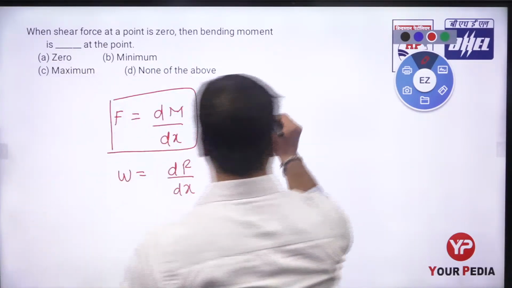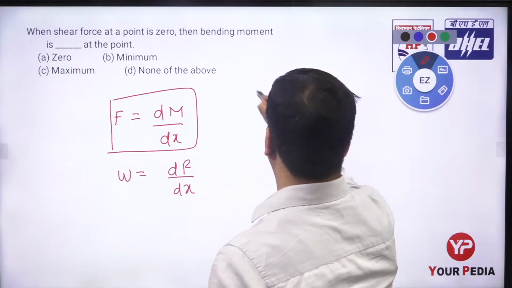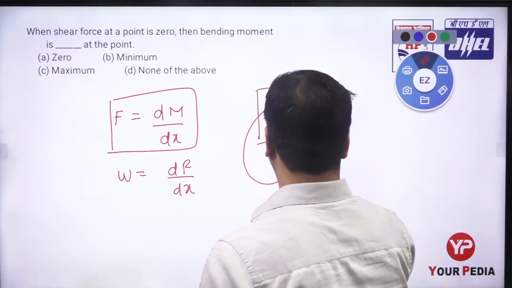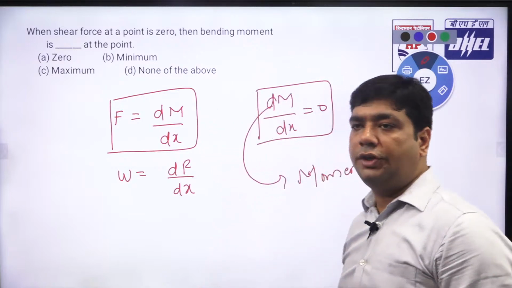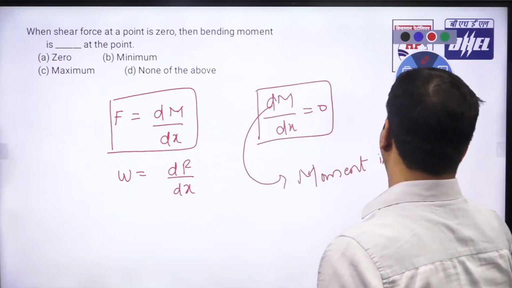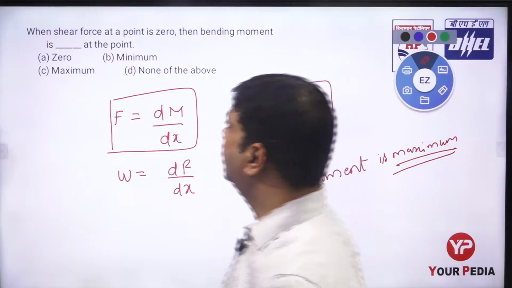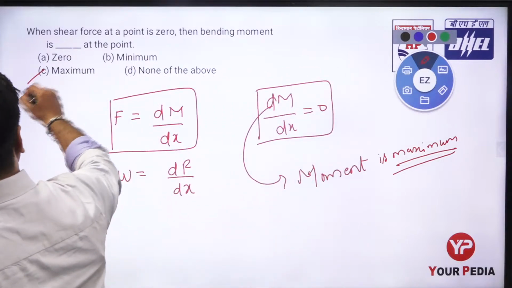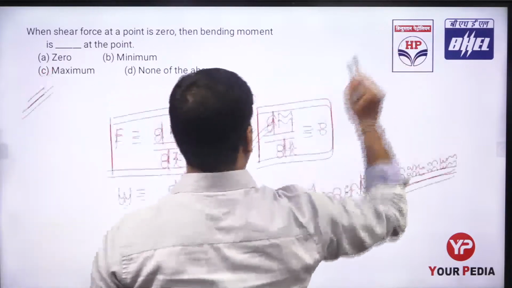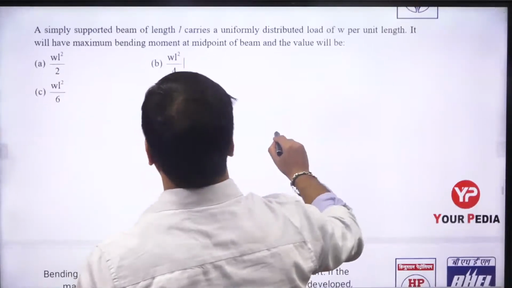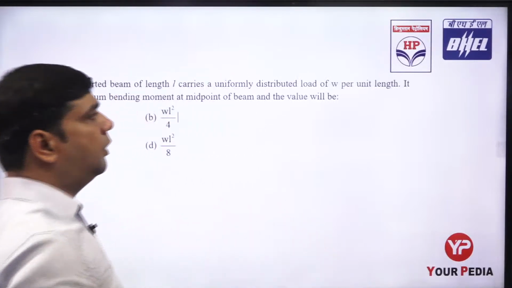If shear force equals 0, it means dM by dx equals 0. Whenever the first derivative equals 0, it means the moment is maximum at that point. So from here we can say that the bending moment is maximum at the point where the shear force equals 0. Let's solve this one.